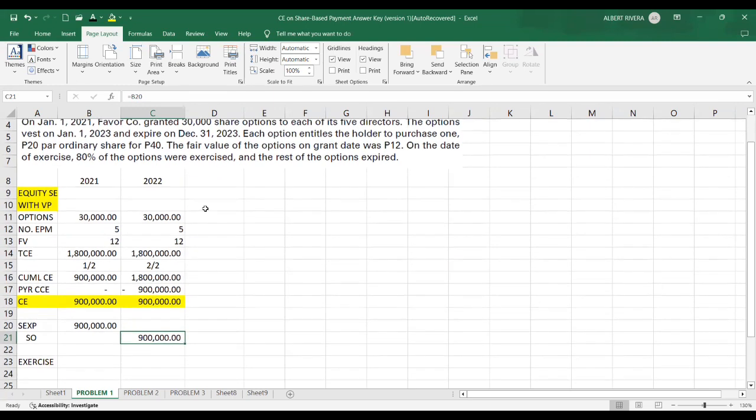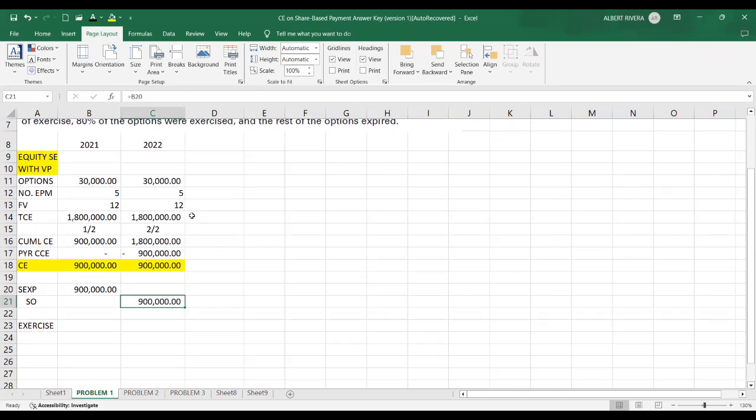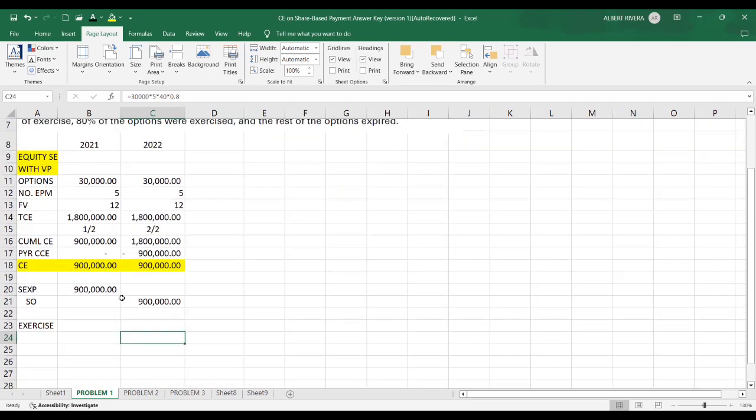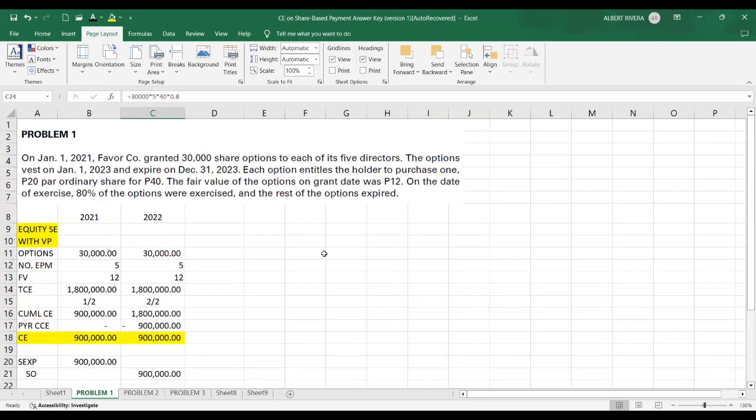Pero sinabi niya, 80% lang daw of the options were exercised. Okay? Ibig sabihin, 80% lang ng 30,000 ang in-exercise. Okay? So, ilan yon? So, kung 80% lang yan, ang in-exercise natin, so that is just 80%. So, that is now 30,000.